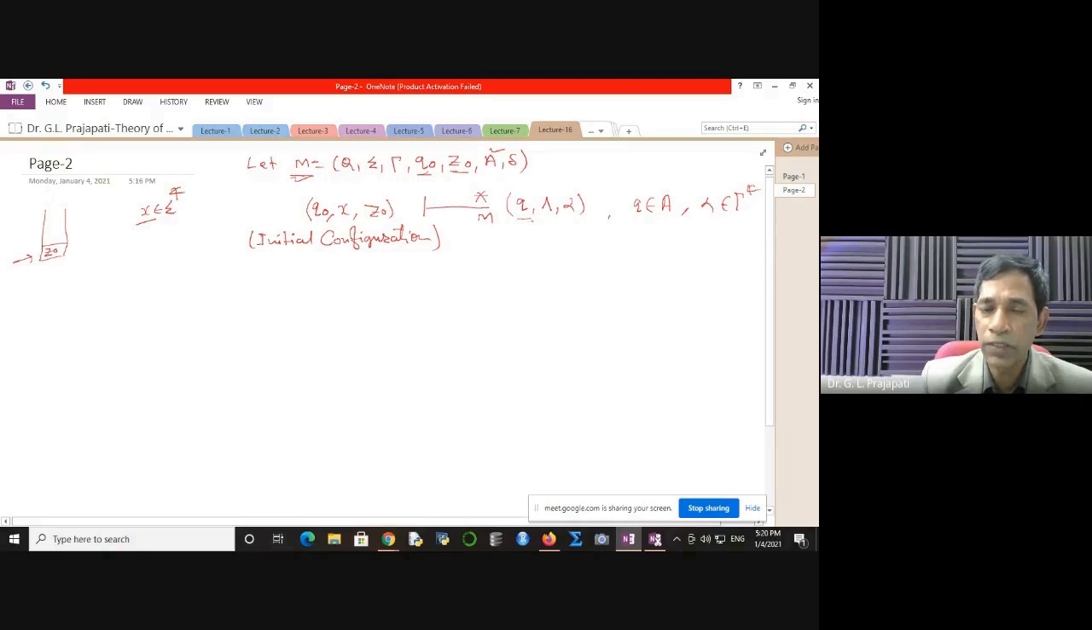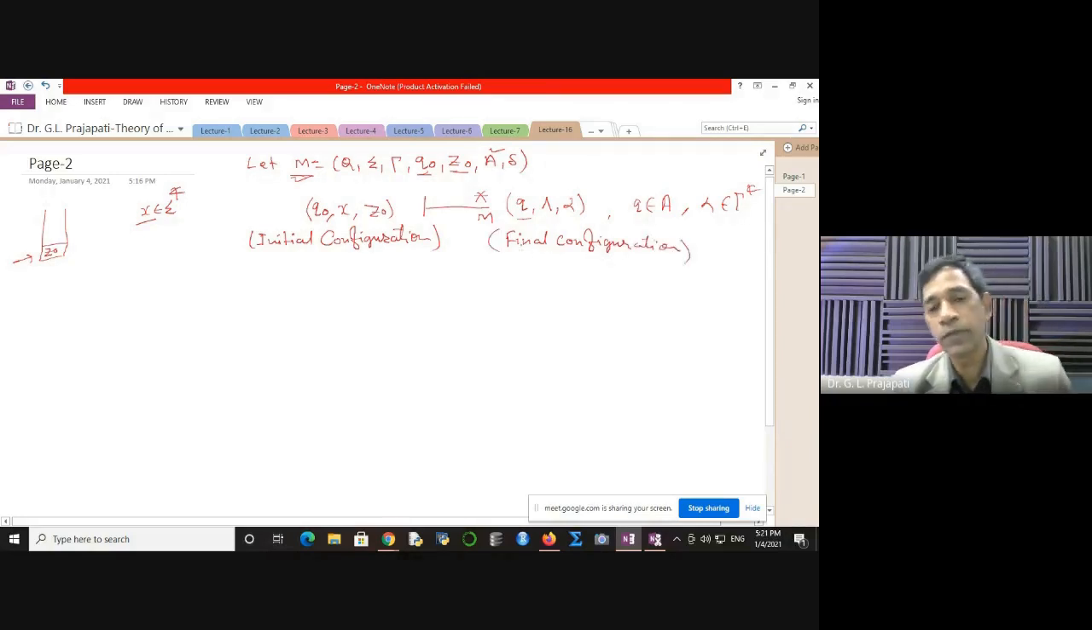And once the machine is at the final state, is there some input to be read? This configuration says that there is nothing to read next. The machine is at the final state, and you don't have any further input symbol to read. So irrespective of the contents of alpha, we can say that this is the final configuration. It means the machine is able to reach the final configuration. So this is the final configuration.